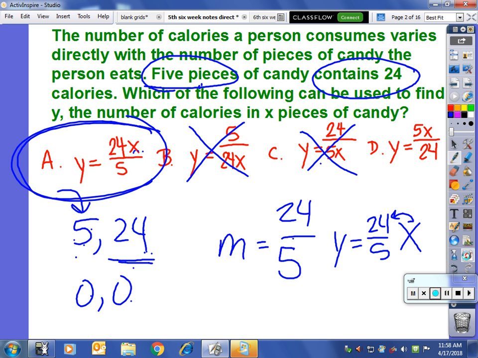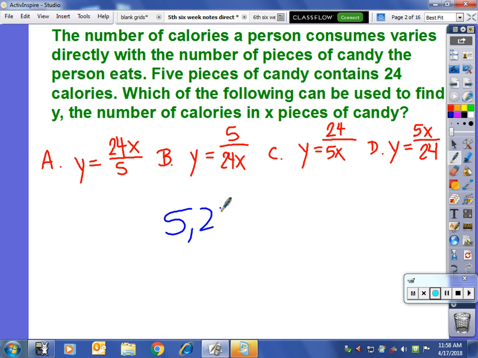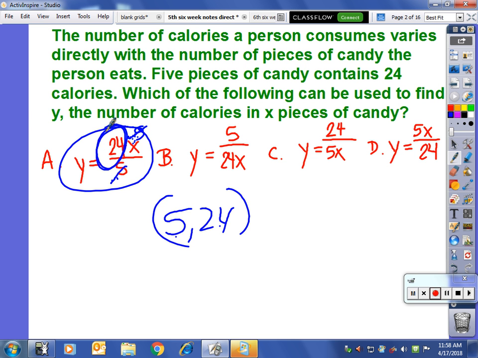Also, you could have done this. You would have to have known that (5, 24) was the point you were looking for. You could put this into y equals, and guess what you should see in the t-chart? (5, 24). If I put a 5 in for x, look what happens. What happens to multiplying by 5 and dividing by 5? They cancel out. If I put in 5 pieces of candy, look how many calories I'm left with. 24.